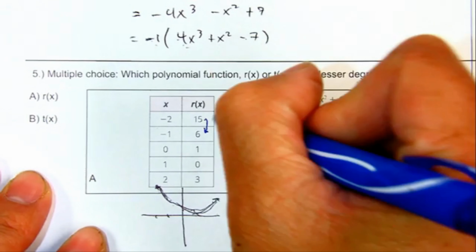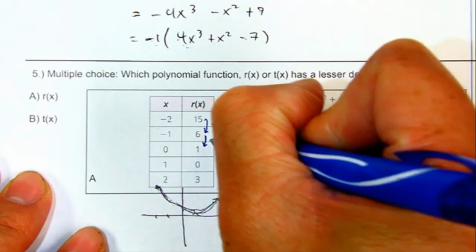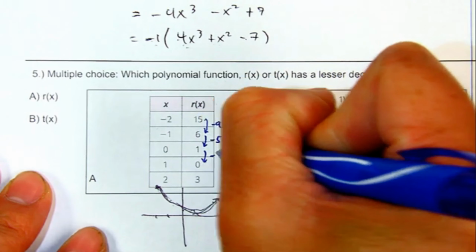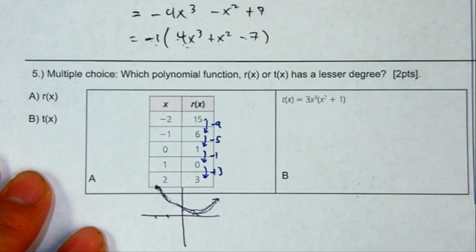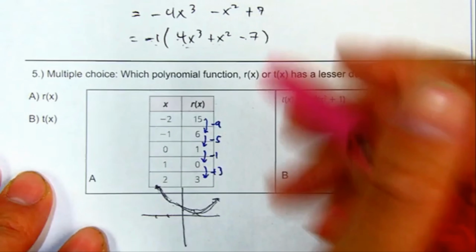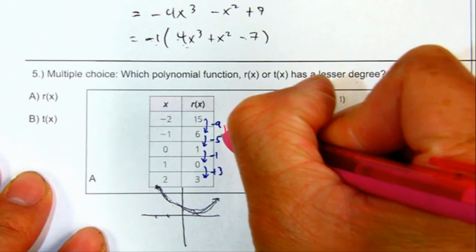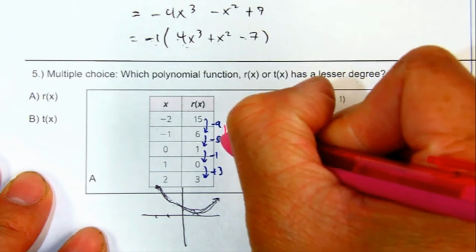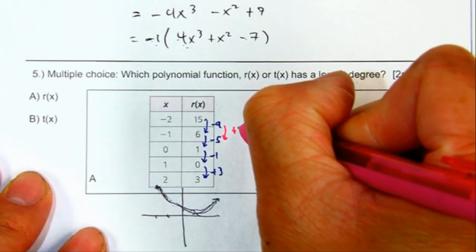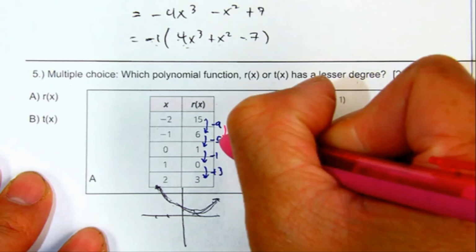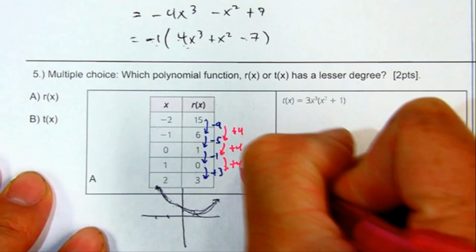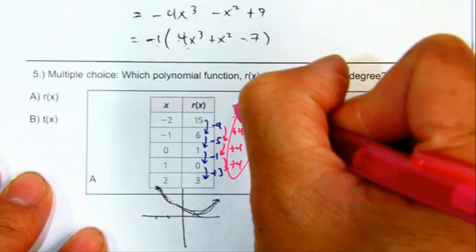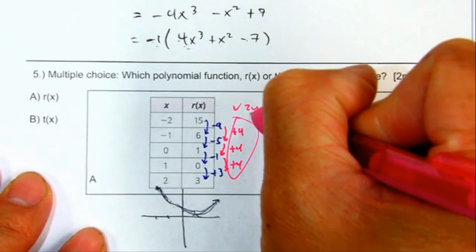This would be -9, -5, -1, plus 3. If the differences were the same, then it would be linear, so it's not linear. So let's test this one now. -9 to -5 would be +4. -9 plus 4 gives me -5. +4 and +4. So this means it is a second common difference, which means it is a quadratic.